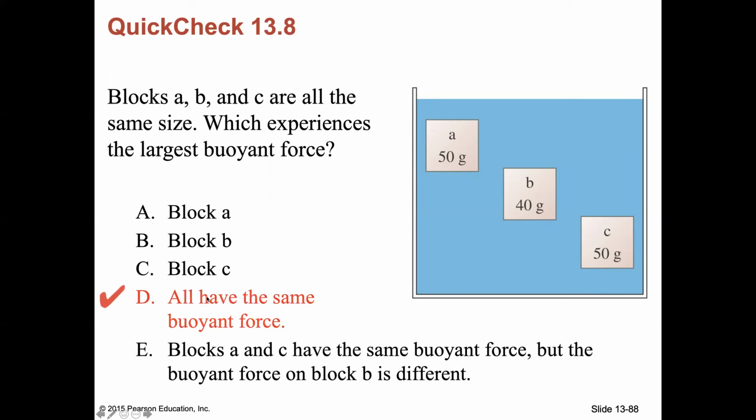Okay, so the answer is they have the same buoyant force. No matter how heavy a block is, the buoyant force only depends on rho Vg: the density of liquid, the volume of displaced liquid, and G. G is a constant. The density of liquid in this case is the same, and the volume is the same. So they have the same buoyant force.